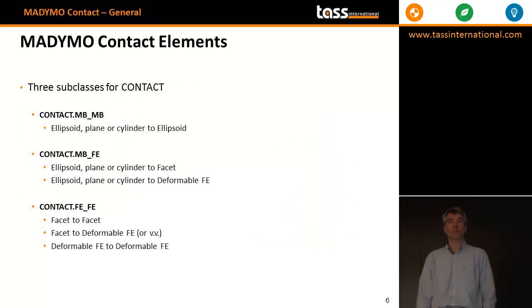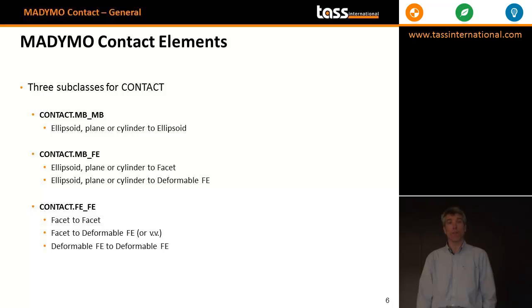Well, as said, there are three subclasses of contact. The first one is the contact MB-MB. It can be an ellipsoid, a plane or a cylinder, to an ellipsoid. The last ellipsoid in this case will be the slave surface. What the master and slave means will be explained in more detail later on. For this case, it's just good to know that you in principle have a master and a slave surface. There's one exception, and that's for the self-contact for an airbag.